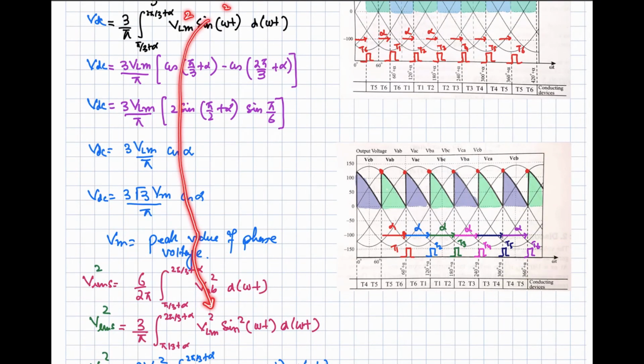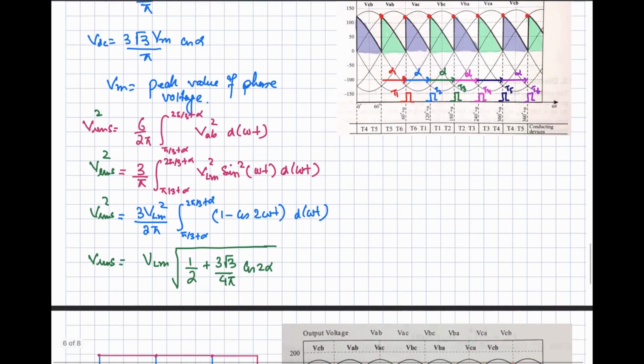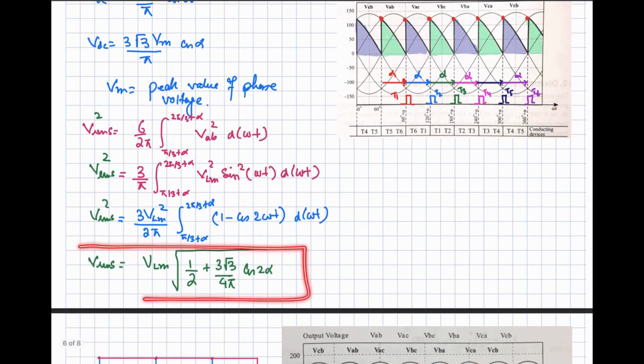So VLM square sin square omega t, 6 by 2 pi will be written as 3 by pi, and that will be equal to VRMS square. So if you simplify this one, you will get VRMS, that will be given by this expression. Okay, so we have obtained the expression for the DC voltage and the RMS voltage.